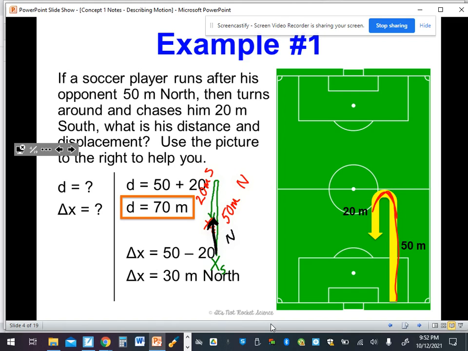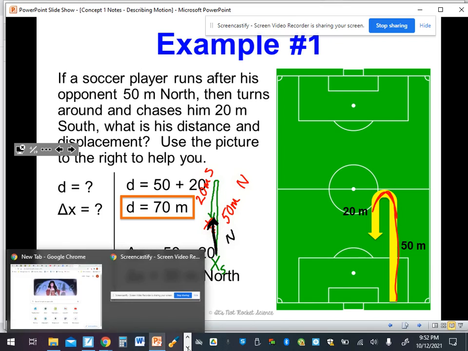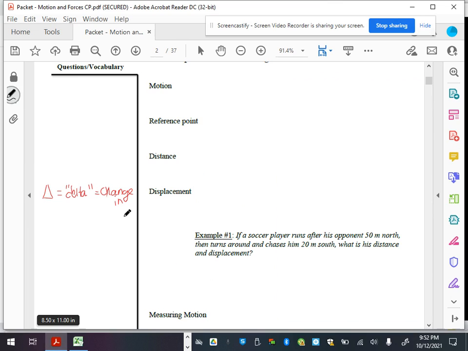All right. So what I want us to do now is we're going to work on some practice problems with these. So go to page 6. Go to page 6 in your packet.